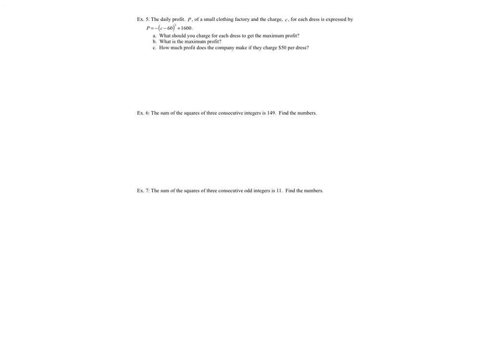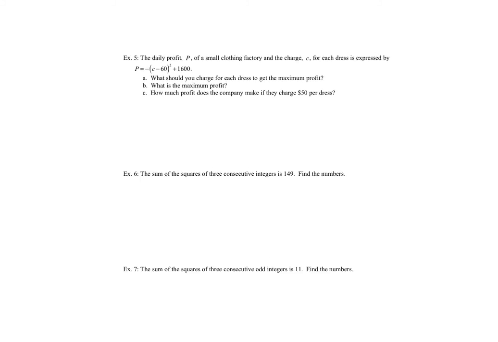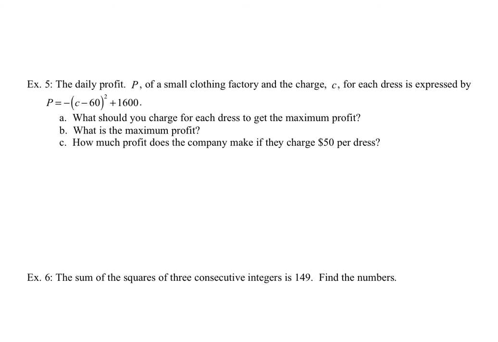Now to finish up, we have a couple word problems. The first one is about daily profit, but it's given to you in vertex form. So the daily profit P of a small clothing factory and the charge C for each dress is expressed by P equals negative (C minus 60) squared plus 1600. What should you charge for each dress to get the maximum profit?